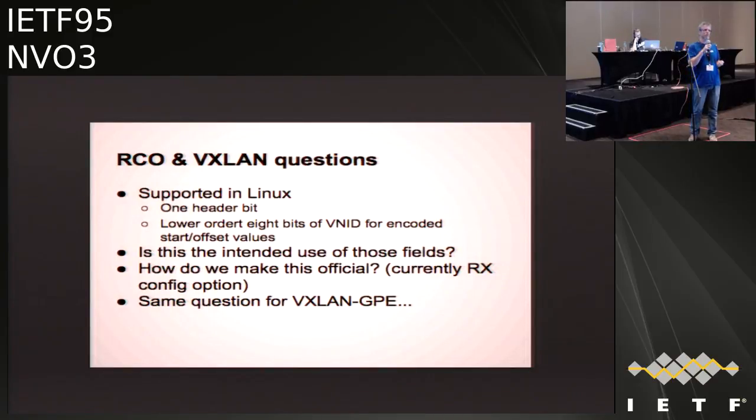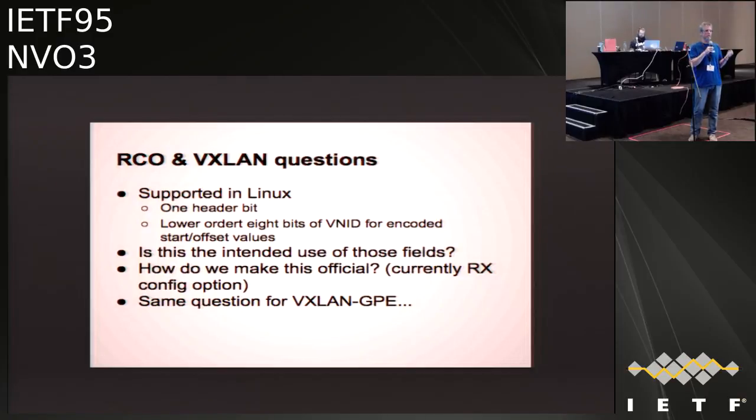How do we make this official? Is it enough to have the draft? We really would like to take away the conservative configuration option in the Linux stack and just make this set by default all the time on the receive path. Then I'll have the same questions for VXLAN GPE. As I understand, there is an extensibility model in VXLAN GPE which has more to do with the NSH. I tend to think that might be overkill, but again, I'm looking for input on this.